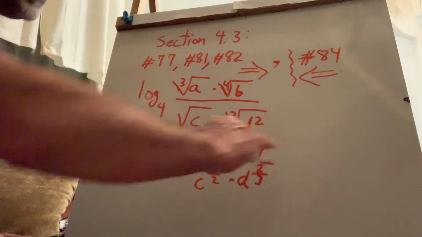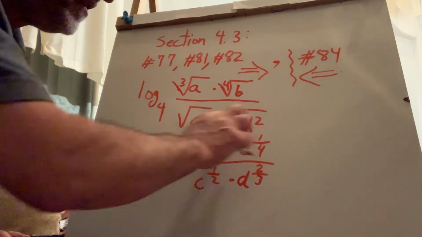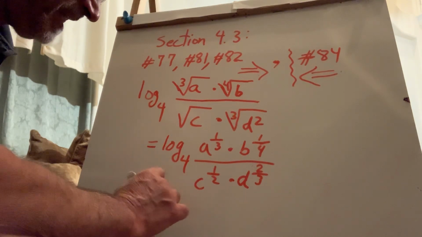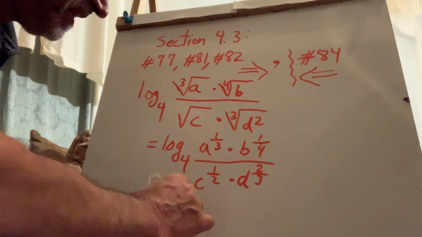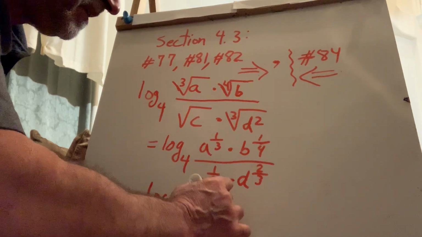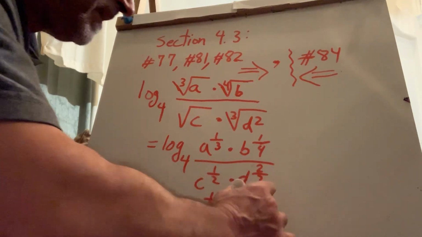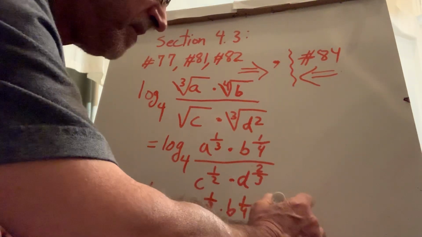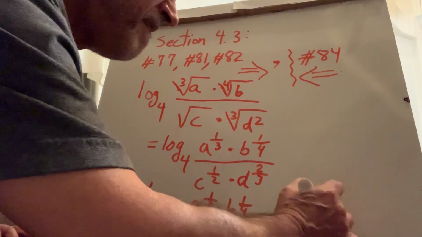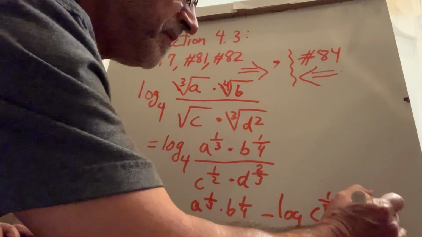So first I'm going to remove the quotient by the quotient property, which you remember says the log of the quotient is the log of the numerator minus the log of the denominator. So let me just apply that, and then we'll move it upstairs. So that's log base 4 of a to the 1/3 times b to the 1/4, then minus log base 4 of c to the 1/2 times d to the 2/3.